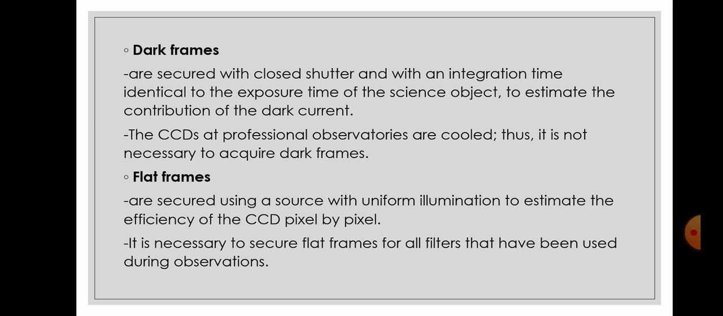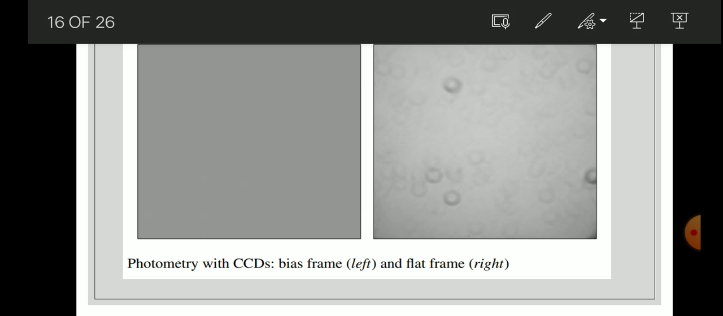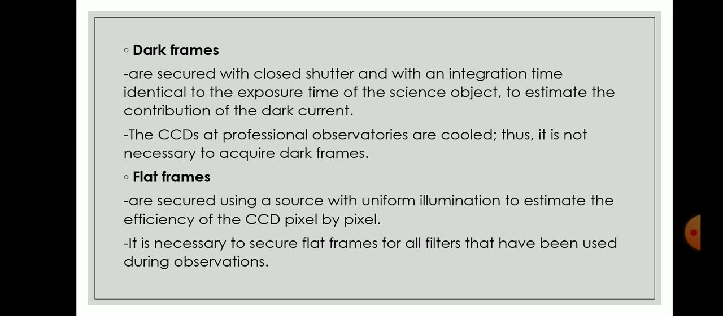The flat frames are secured using a source with uniform illumination to estimate the efficiency of the CCD pixel by pixel. It is necessary to secure flat frames for all filters that have been used during observations. It is necessary to secure several bias and flat frames, at least 10 of each kind, to improve the precision. The individual bias and flat frames are combined using the mean or the median pixel by pixel to build the master bias and the master flat.